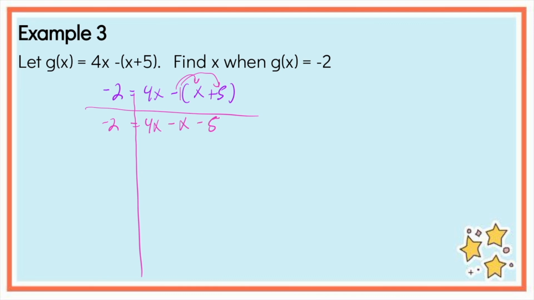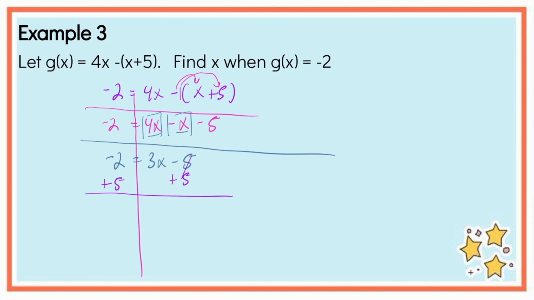Now we've got some like terms to combine, so we're going to combine our positive 4x and our negative 1x. When we do that, we're going to still carry down our negative 2. 4x plus negative 1x is going to give us positive 3x. Bring down our negative 5. And now we've got a two-step equation. We're going to add 5 to both sides. These are going to cancel, leaving me with 3x equals 3. And my final step is to divide both sides by 3. And I get x is equal to 1. All right, so in that particular case, our new point is going to be positive 1, negative 2.